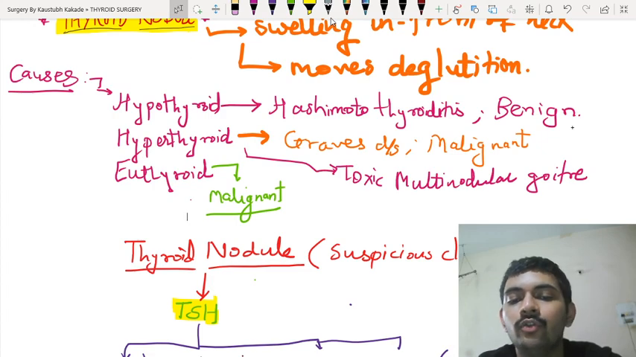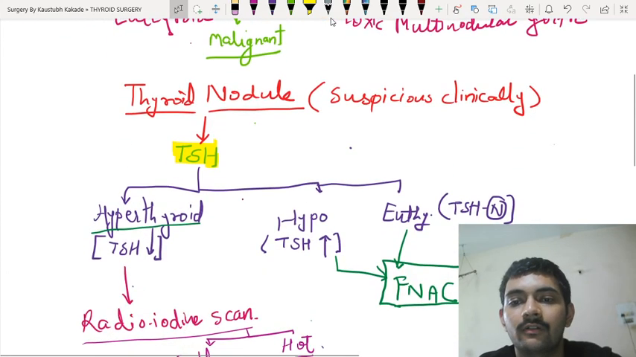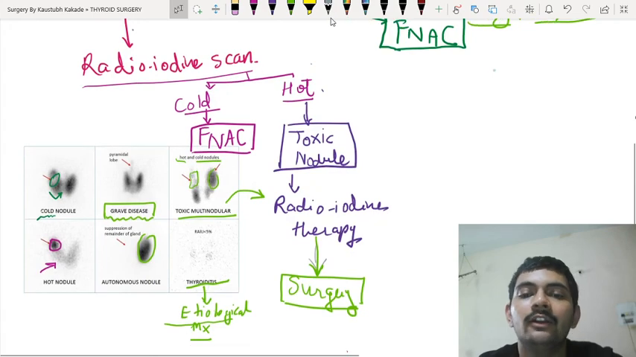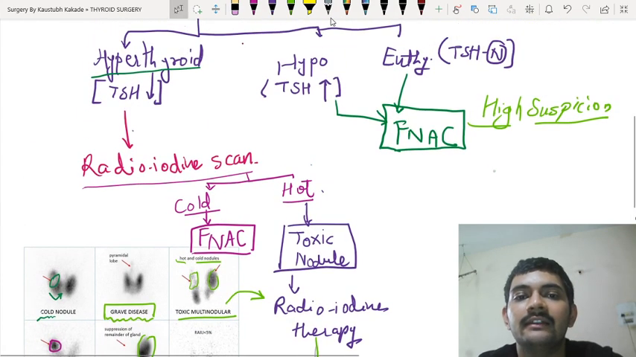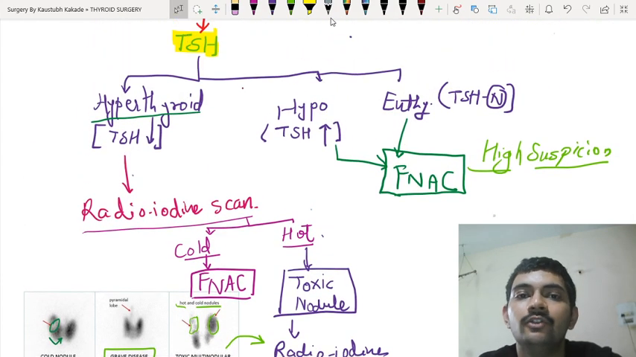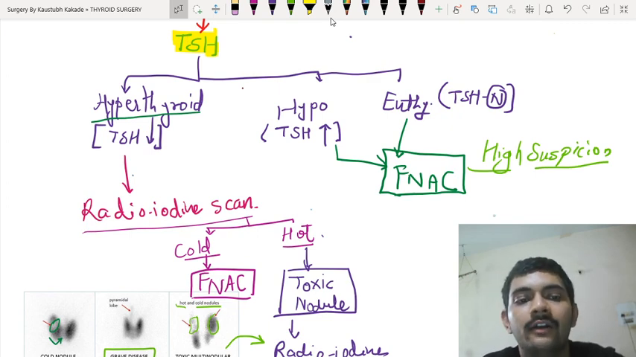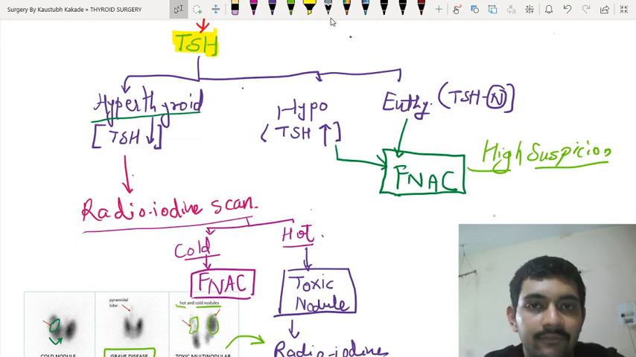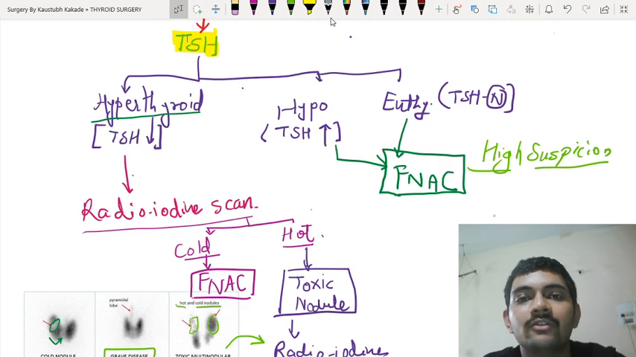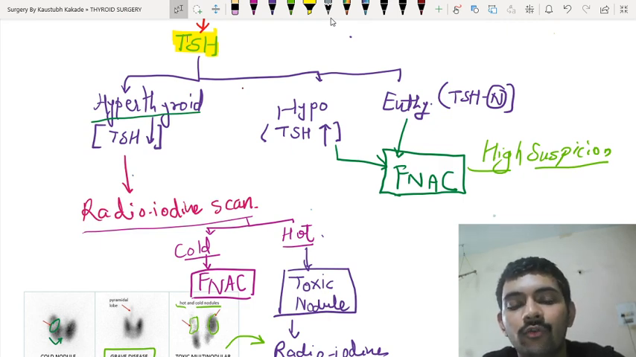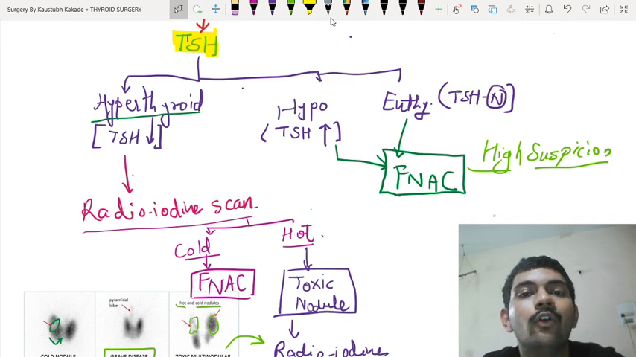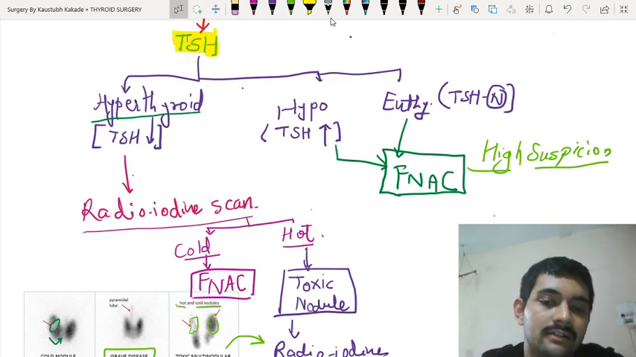Then a thyroid nodule, which is suspicious of malignancy clinically, go for TSH levels. This TSH level will tell you whether it is hyper, hypo, or euthyroid. If it is hyperthyroid, you will go for a radioiodine scan to get the activity of the thyroid gland. If it is cold, go for FNAC. If it is hot, you have to go for toxic nodule. If it is a toxic nodule, then you are going to go for a radioiodine therapy followed by a surgery.